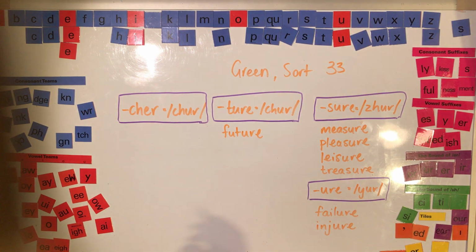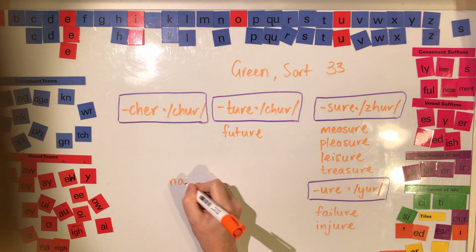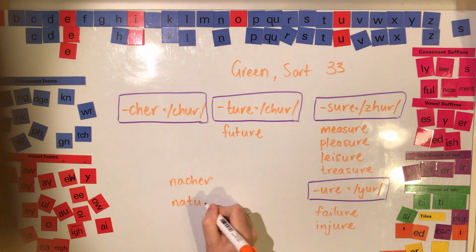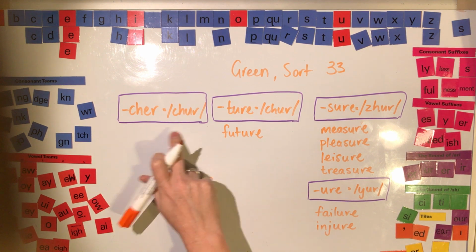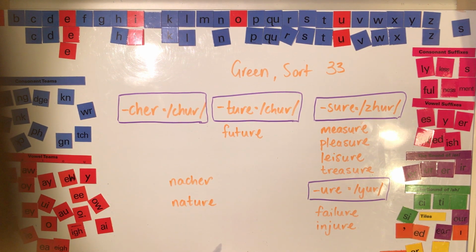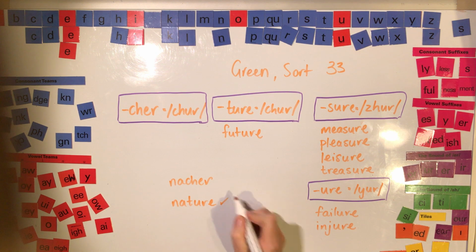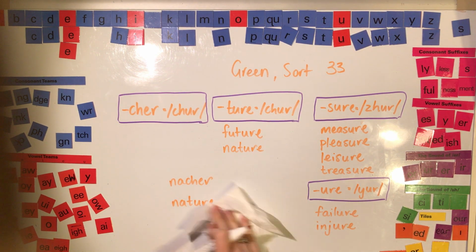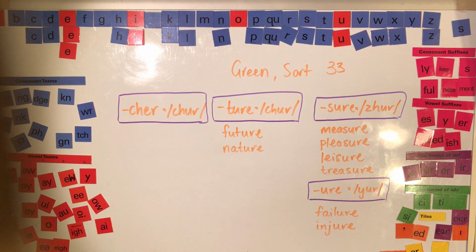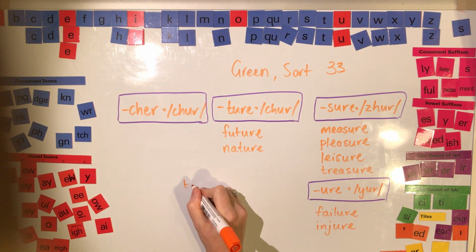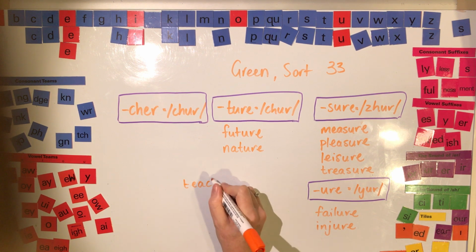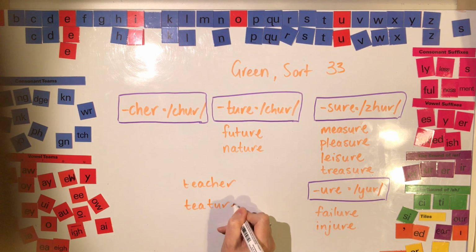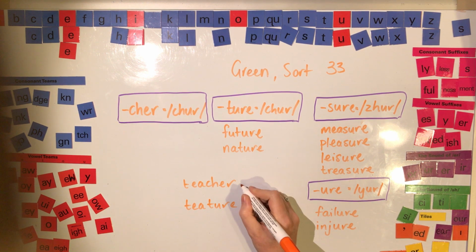Okay, what about nature? Is it spelled this way or this way? There are two spelling options. We can spell it with T-U-R-E or C-H-E-R. Which one looks right? Hopefully you can see that this one is right. Nature. Okay, what about teacher? Teacher or teacher. Hopefully you can see this one's right.